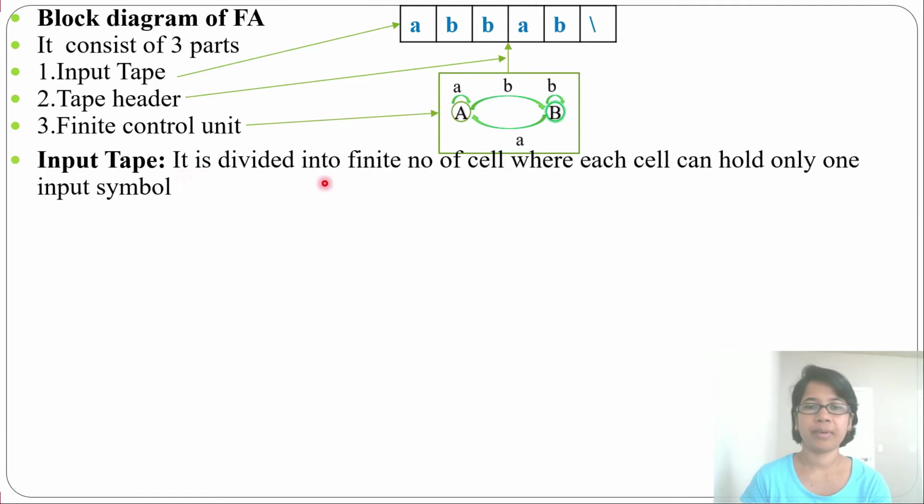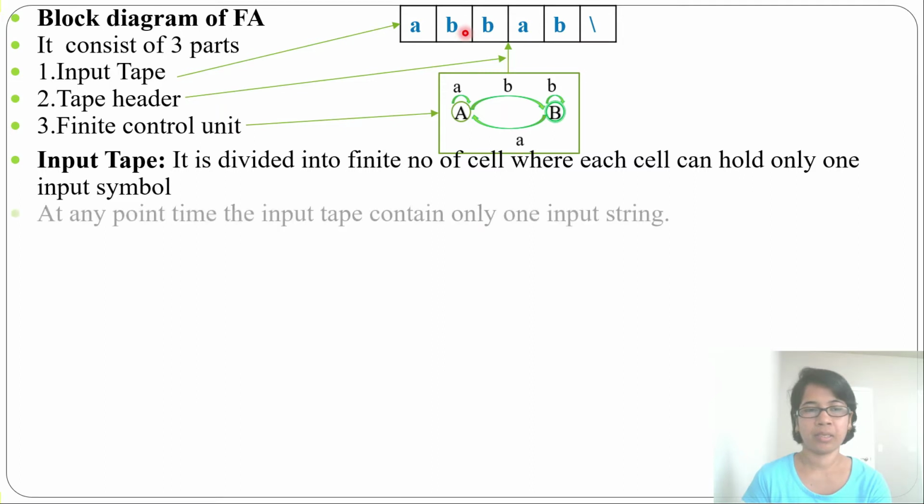Input tape: it is divided into a finite number of cells where each cell can hold only one input symbol. So you can see it is divided into a finite number of cells, each one is a cell and each one contains one input symbol. Then at any point of time the input tape contains only one input string. So this total is one input string.